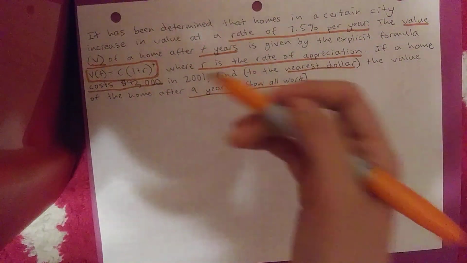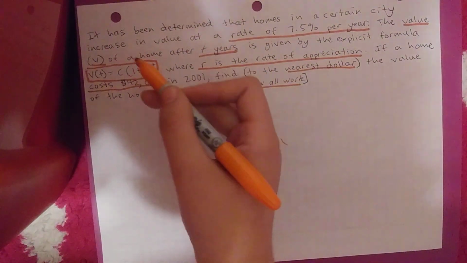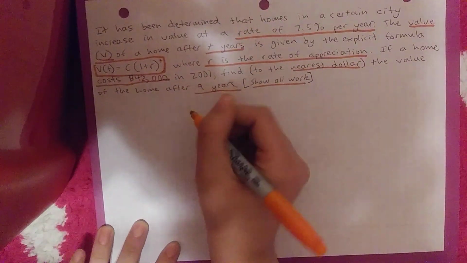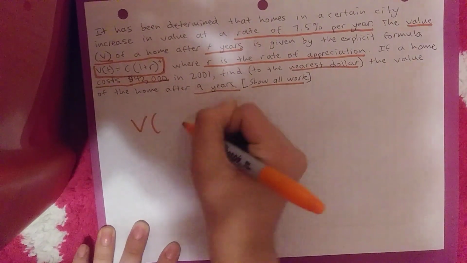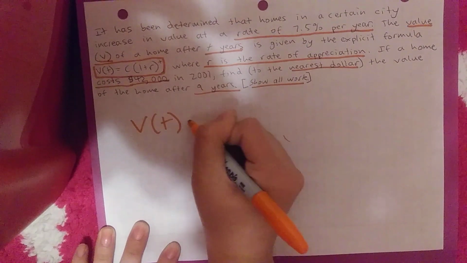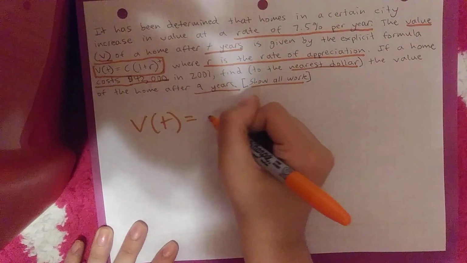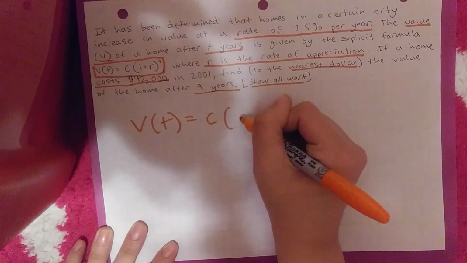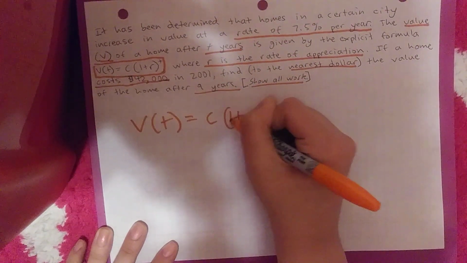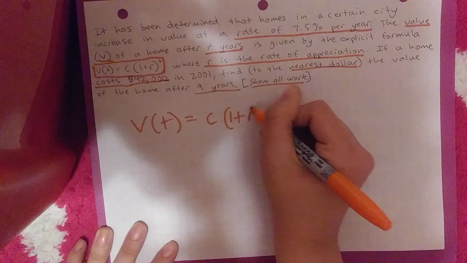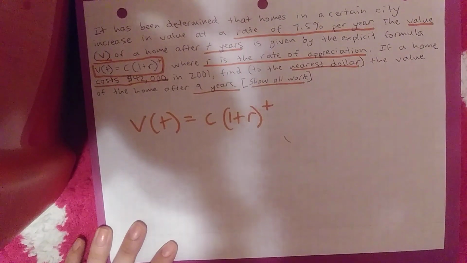So this is our equation right here. This is really, really important. So this equation is mainly called a function because of how it's written in the beginning. So that is a function. So let's just rewrite it out. V(T) equals C times 1 plus r to the power of t.